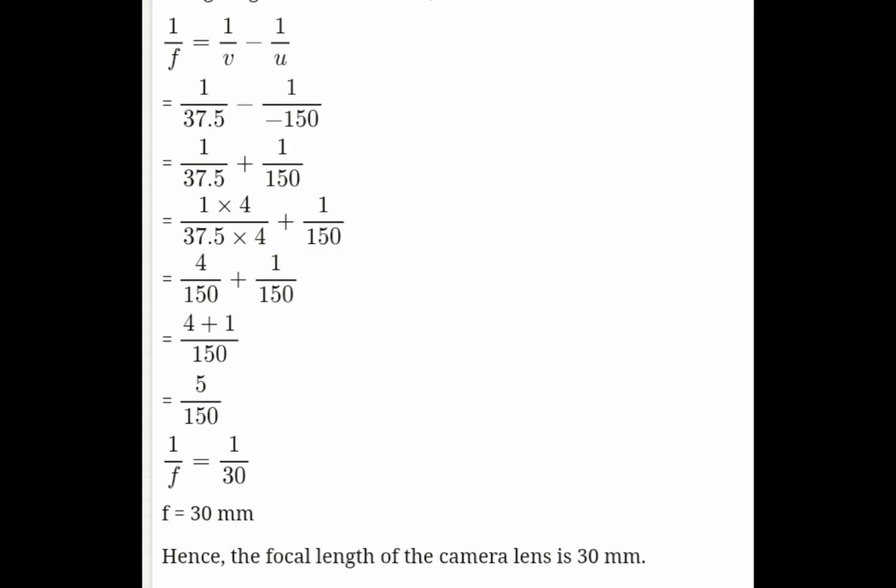Then 4 divided by 150 plus 1 divided by 150. Now the LCM is 150. In numerator we'll get 4 plus 1, in denominator 150. So 4 plus 1 is 5 divided by 150. 1 by f is equal to 1 by 30. Then f becomes 30 millimeter. Hence the focal length of the camera lens is 30 millimeter.